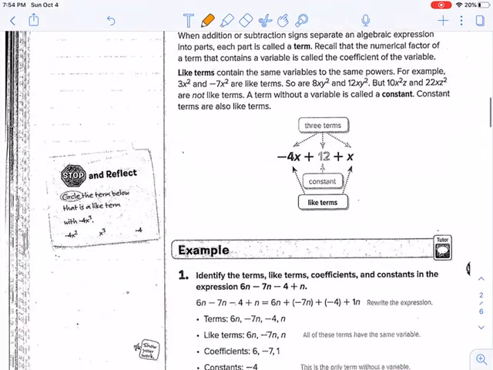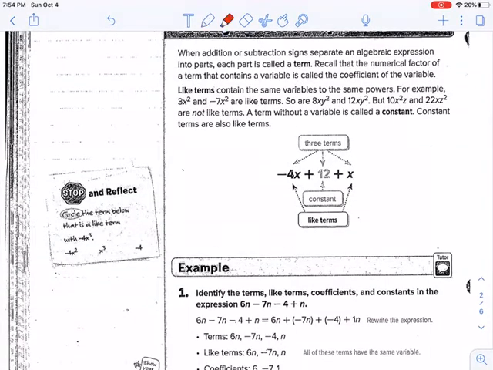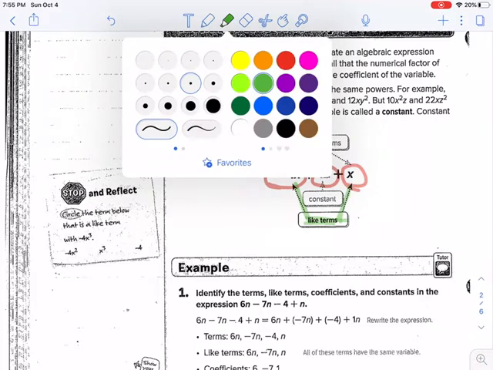Okay, we're going to move on to 388. And you have some vocab here. So a term is each piece. So in this example, you have 3 terms. They are separated by your addition or subtraction signs. Like terms are the ones that you can combine. So in this example, your like terms are the x and the negative 4x because they both have x's.